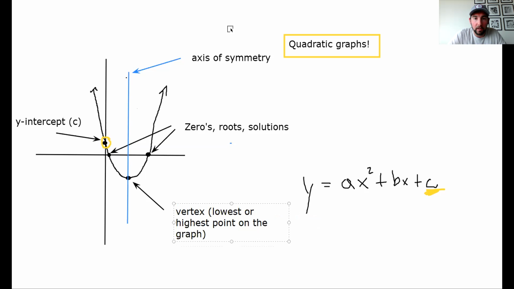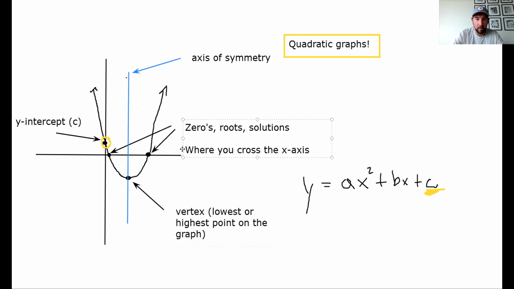Now, if we look here at where we cross the x-axis, those are called your zeros or roots or solutions. It's kind of got three names. I don't know why we call it so many different things, but we do. So this is where you cross the x-axis. Add some parentheses in here so we know.